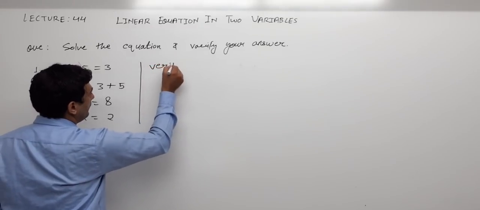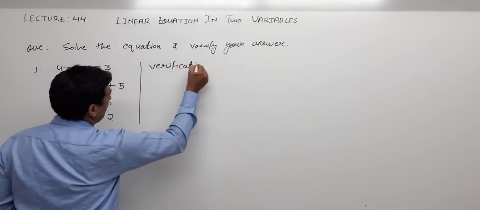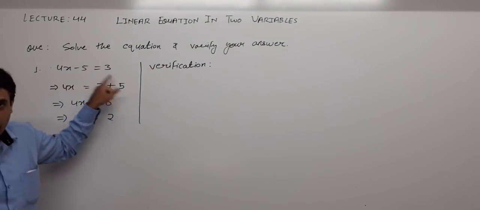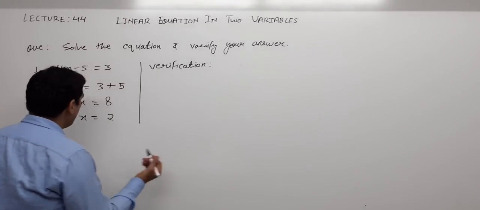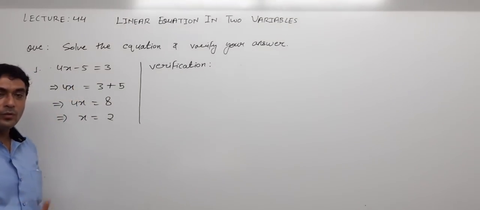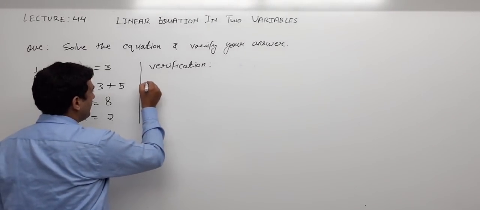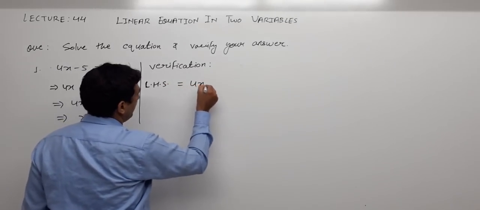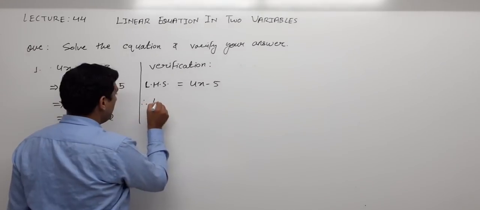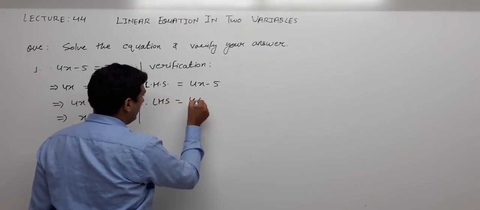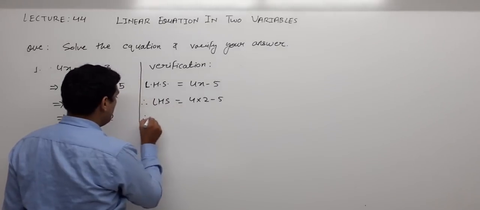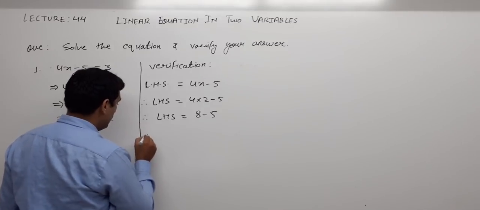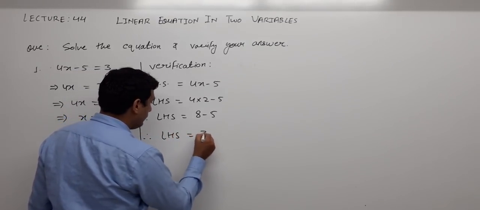Verification. Verification means if you put x equal to 2 on the left hand side, you should get the right hand side. Or in other words, left hand side must be equal to right hand side. So for verification, I will start with the left hand side of the equation, 4x minus 5. Therefore, LHS is equal to 4 into 2 minus 5. Therefore, LHS is equal to 8 minus 5. Therefore, LHS is equal to 3.